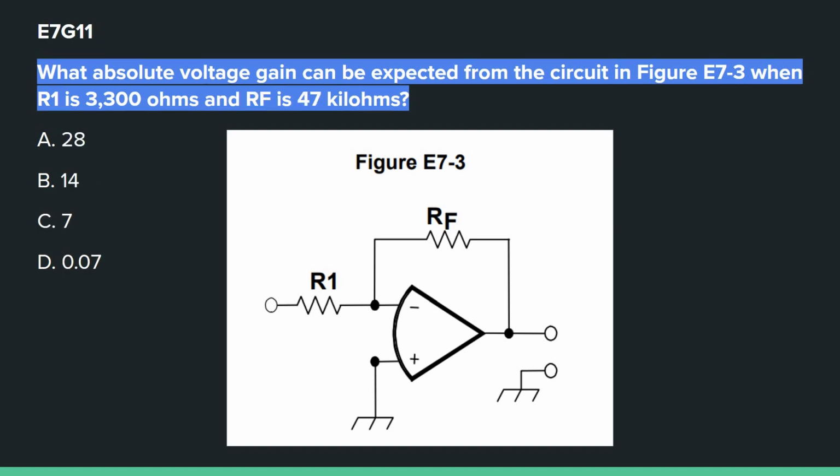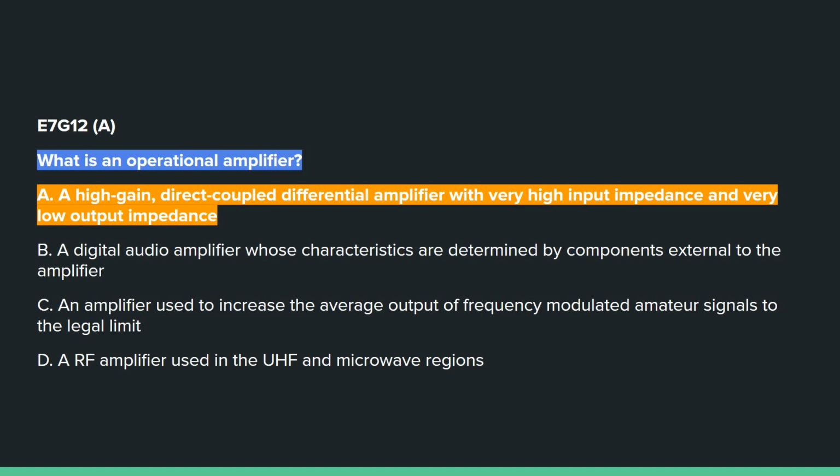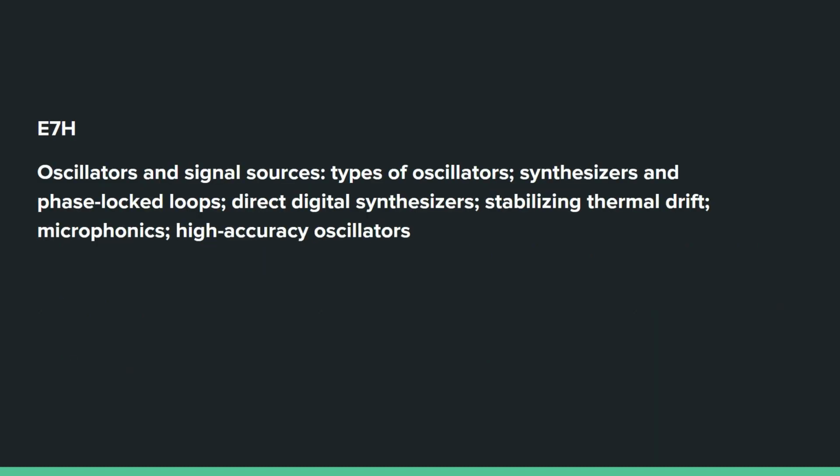E7G11, what absolute voltage gain can be expected from the circuit in figure E7-3 when R1 is 3300 ohms and RF is 47 kiloohms? That answer is B, 14. E7G12, what is an operational amplifier? A high gain, direct coupled differential amplifier with very high input impedance and very low output impedance.